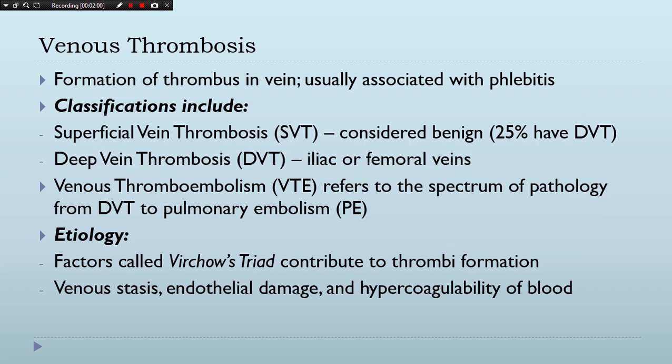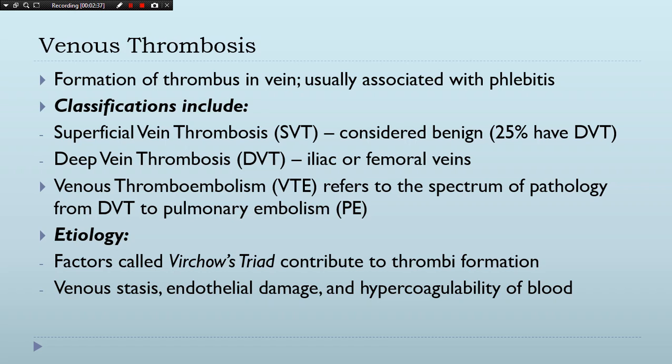So venous thrombosis. It's the formation of a clot or a thrombus in the vein, usually associated with phlebitis, or that inflammation of the vein. There are two classifications, either superficial or deep. Superficial can lead to a deep vein clot, and superficial is normally considered benign, but more currently, research has found that 25% of patients who are diagnosed with a superficial clot also have a deep clot at diagnosis.